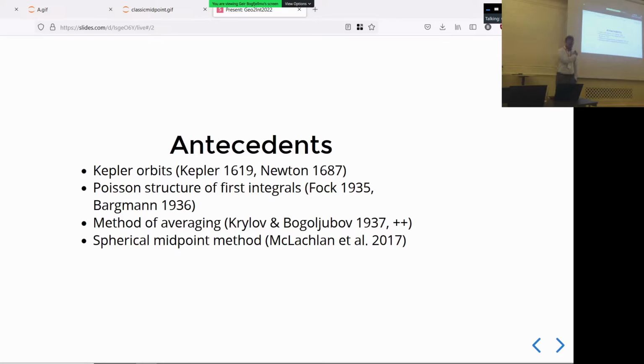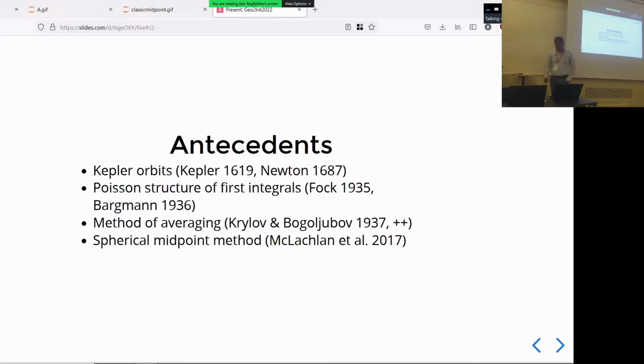The original Kepler problem is, of course, that Kepler discovered that the planets are moving on ellipses, and Newton showed that these are the solutions of certain differential equations. And in the 30s, Fock and Bargmann were looking at the quantum Kepler problem, also known as the hydrogen atom, and they found the Poisson structure of the first integrals of these Kepler orbits. That was in the 30s.